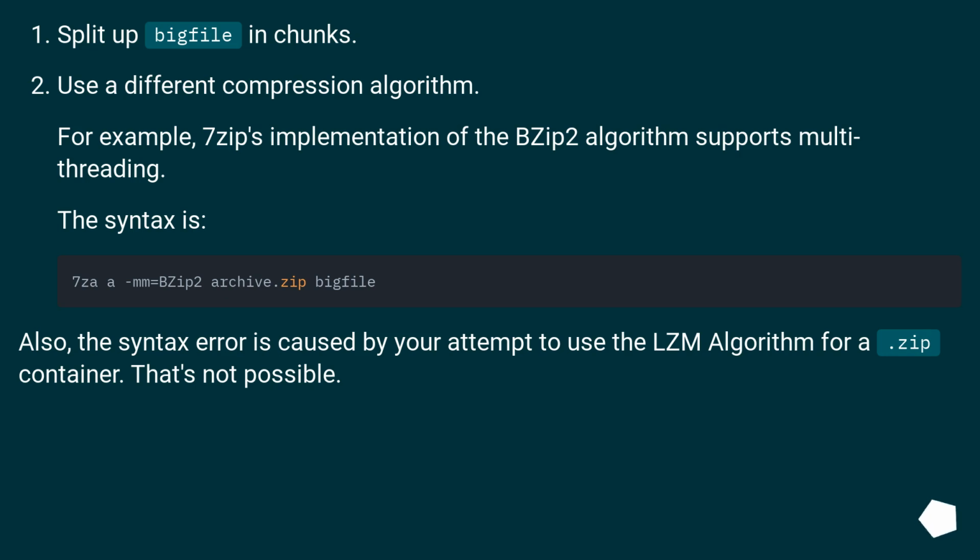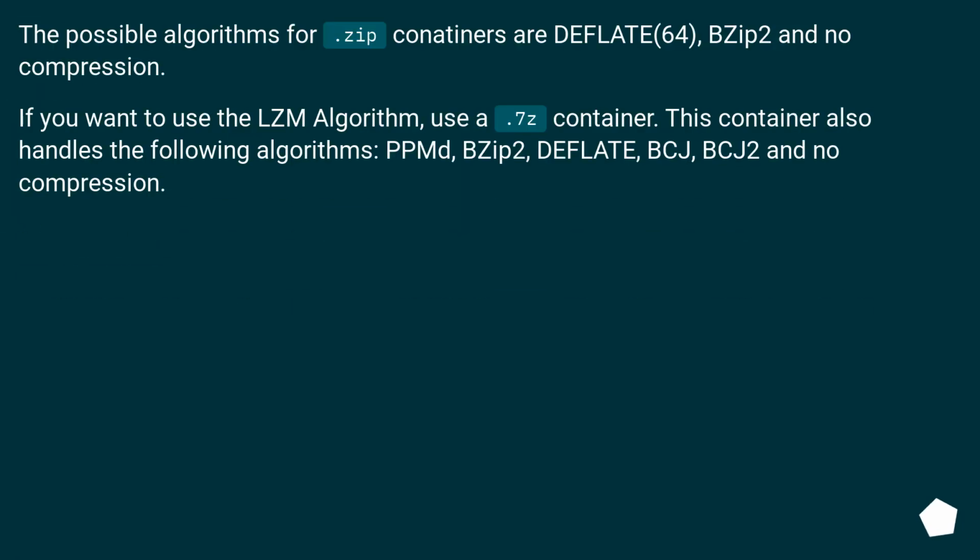Also, the syntax error is caused by your attempt to use the LZMA algorithm for a .zip container. That's not possible. The possible algorithms for .zip containers are deflate, deflate64, bzip2 and no compression. If you want to use the LZMA algorithm, use a .7z container. This container also handles the following algorithms: ppmd, bzip2, deflate, bcj, bcj2 and no compression.